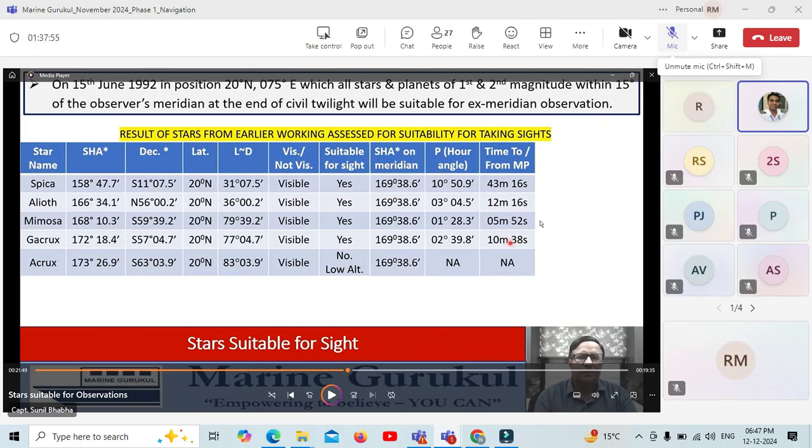Elliot is going to take 12 minutes to come on my meridian. Or you can say Elliot is 12 minutes away from my meridian. Spica is 43 minutes away from my meridian. Mimosa is 5 minutes away and Gacrux is 10 minutes away from my meridian. Right, beta? Yes, sir. Very good.